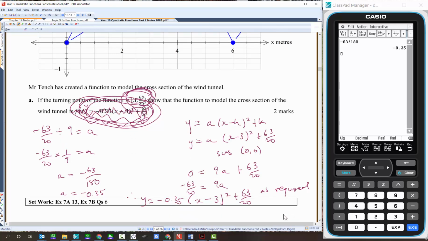All right, so the next lot of work that you've got there is from 7A and 7B as well. So practice makes perfect on that, girls. Working hard.